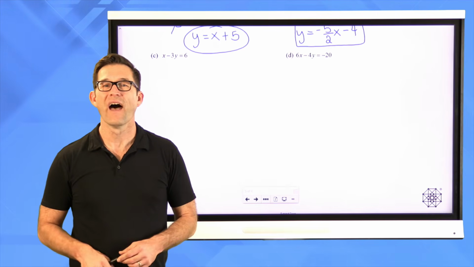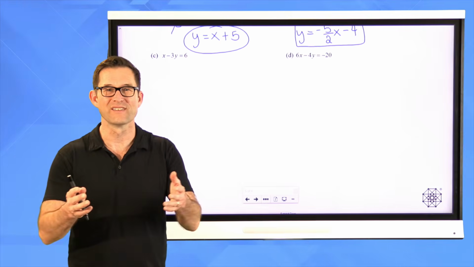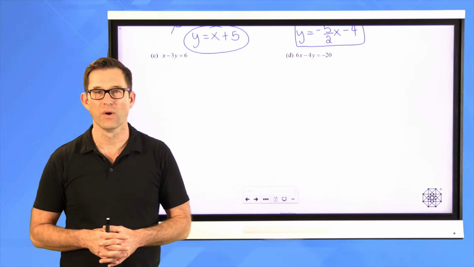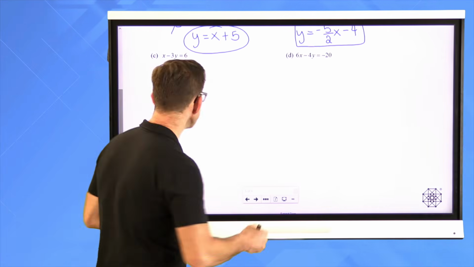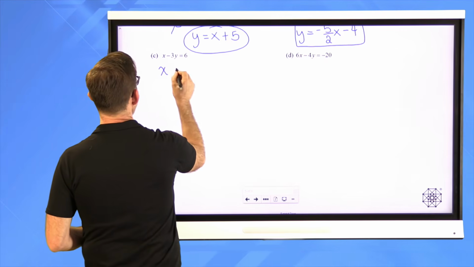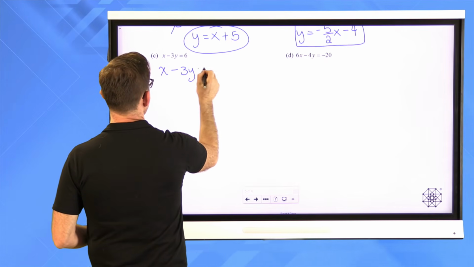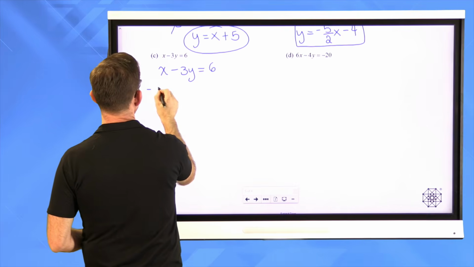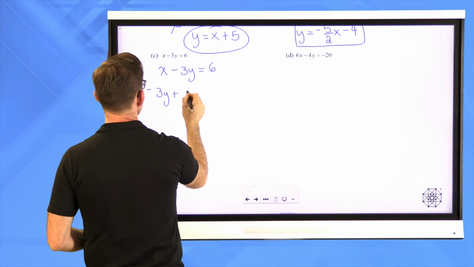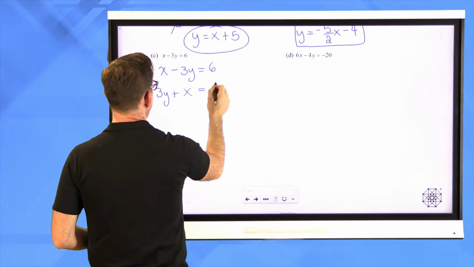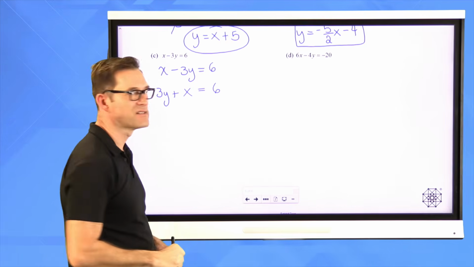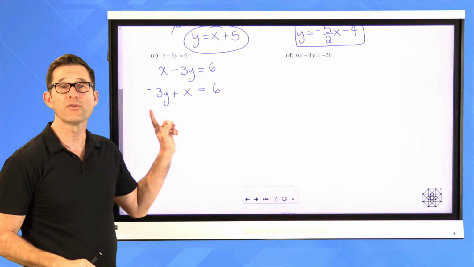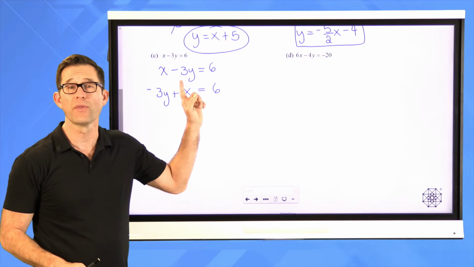All right, as usual, of course, I did the 2 easy ones and let you loose on the 2 harder ones. All right, now notice this first one has the x written first. If you're comfortable with that, that's fine. If you're not comfortable with it, use the commutative property to rewrite it as negative 3y plus x equals 6. If you don't need to write this line down because you're comfortable with it this way, that's fine.